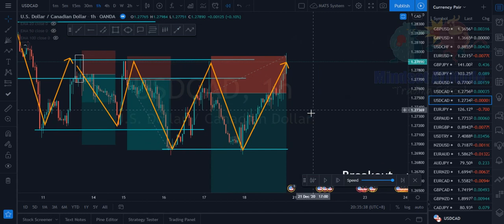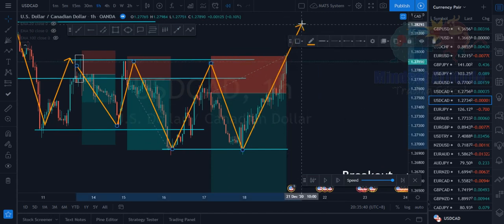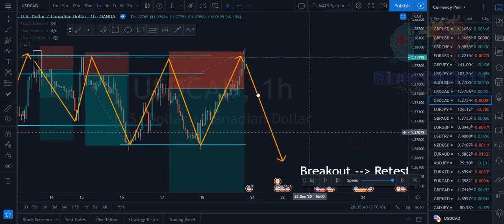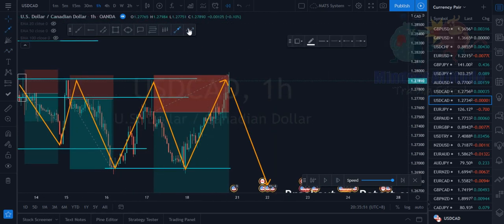If you notice, if you want to continue trading this, either you wait for the price to break here, or wait for the price to come back down here and break here. It's either one side only. Which way it wants to go, I really don't know.